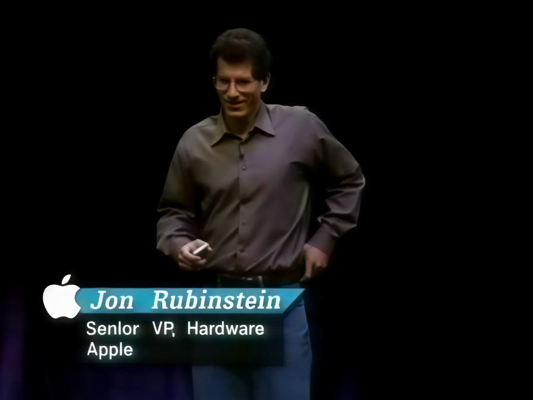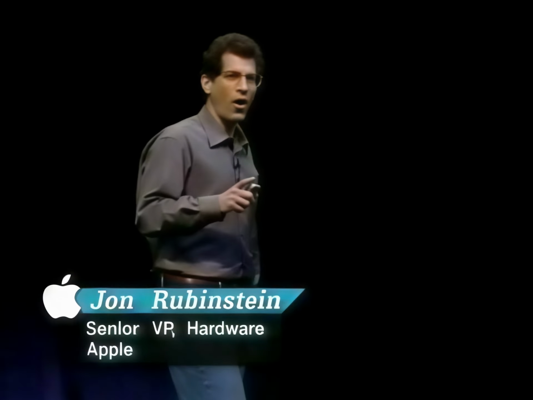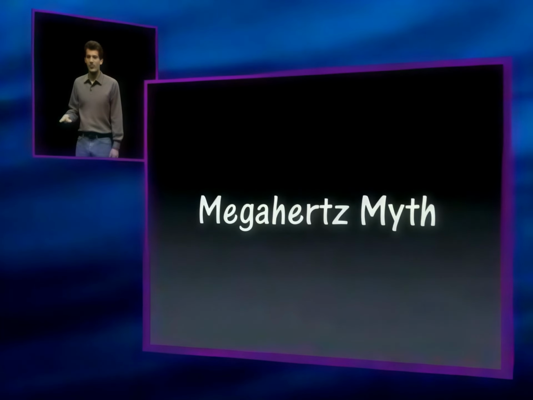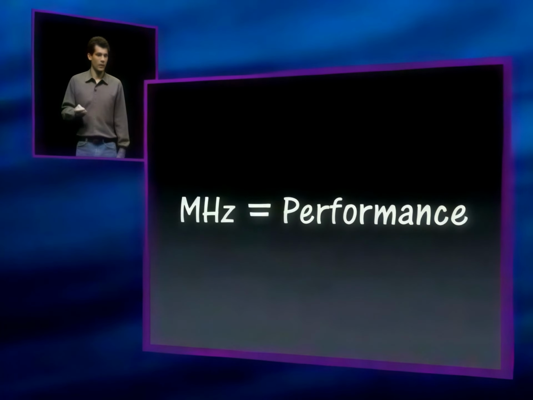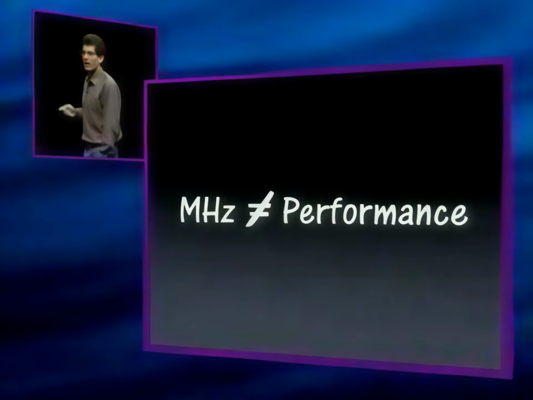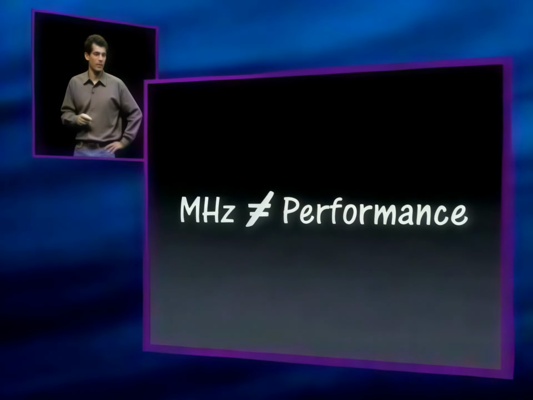Morning, everybody. Okay, so you just saw the G4 beat the Pentium 4. And some of you are thinking to yourselves, wait a minute, 1.8 gigahertz, that's twice as fast as 867 megahertz. And those of you that are thinking this are suffering from belief in the megahertz myth. And that is that megahertz equals performance. But megahertz does not equal performance. It's just a contributing factor to performance.